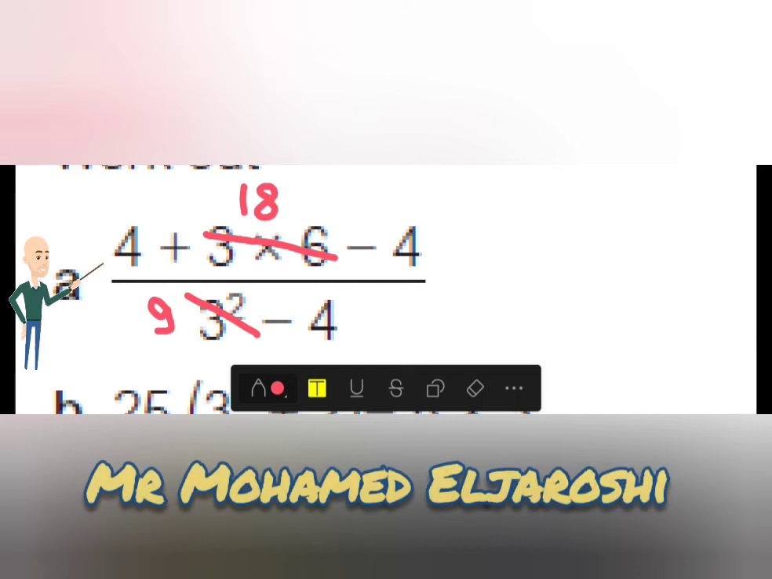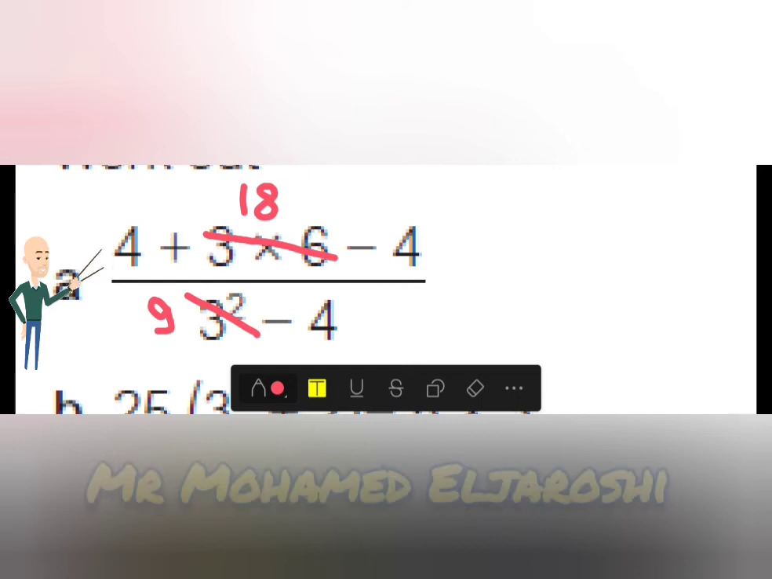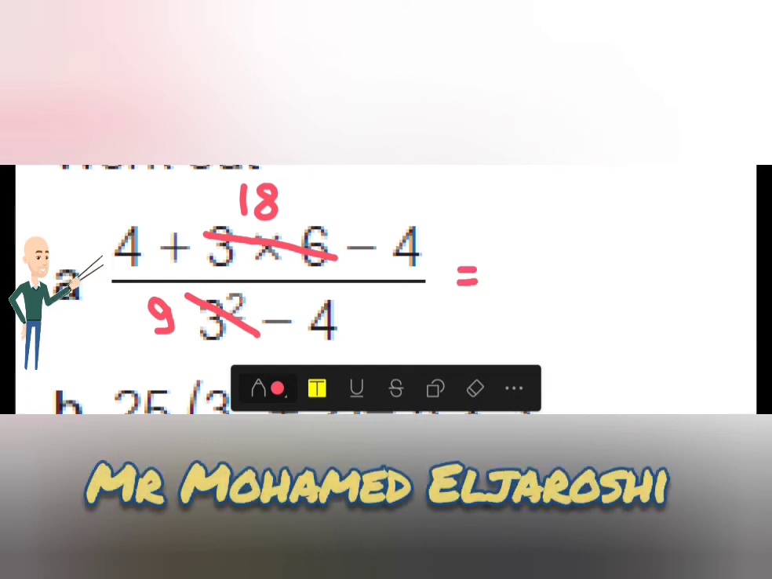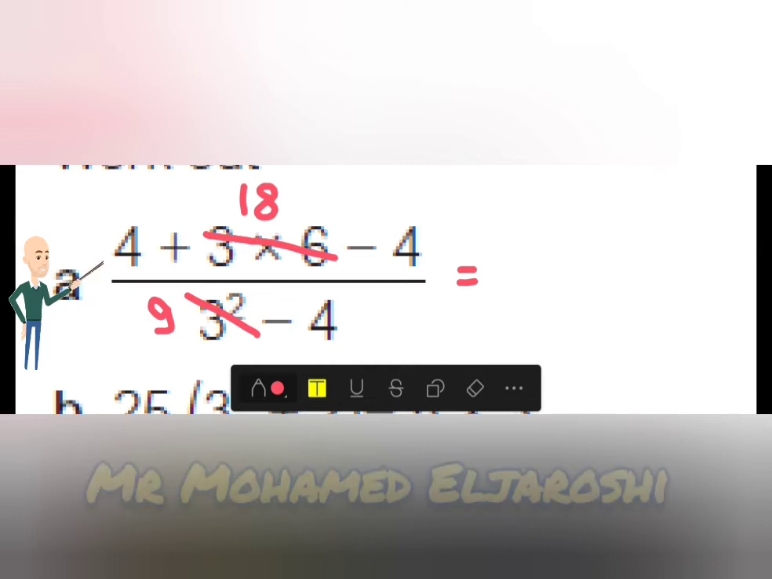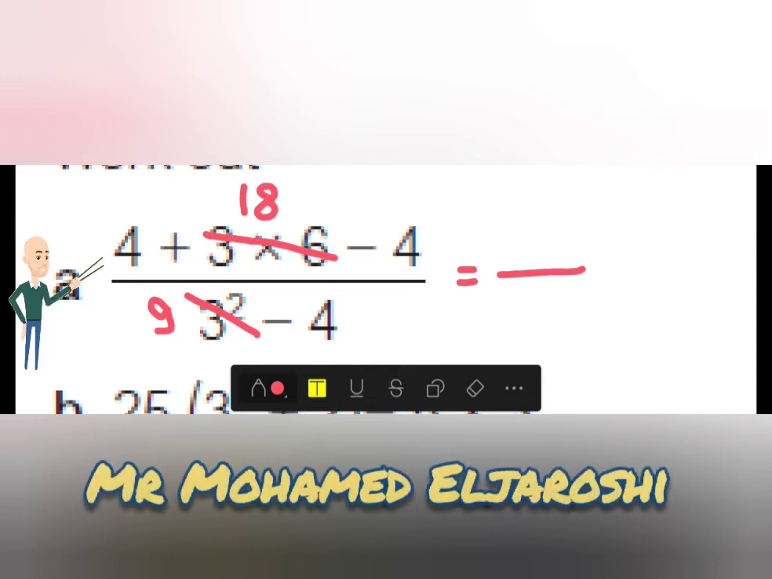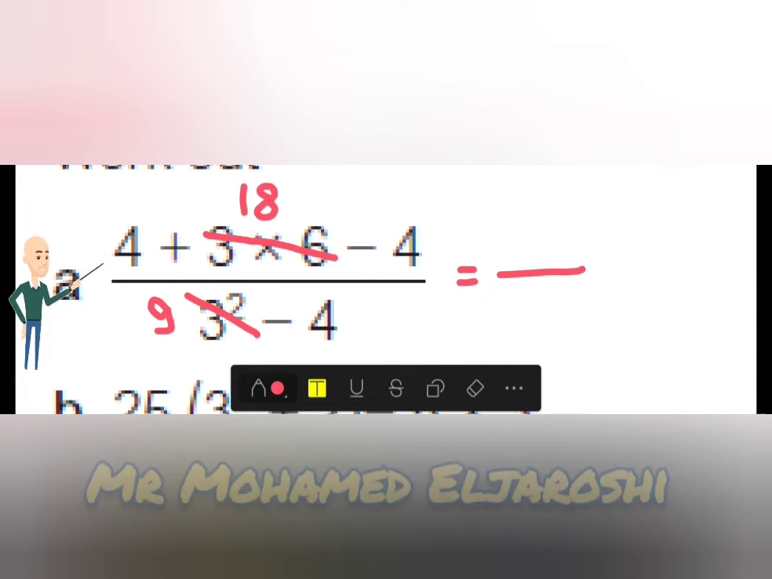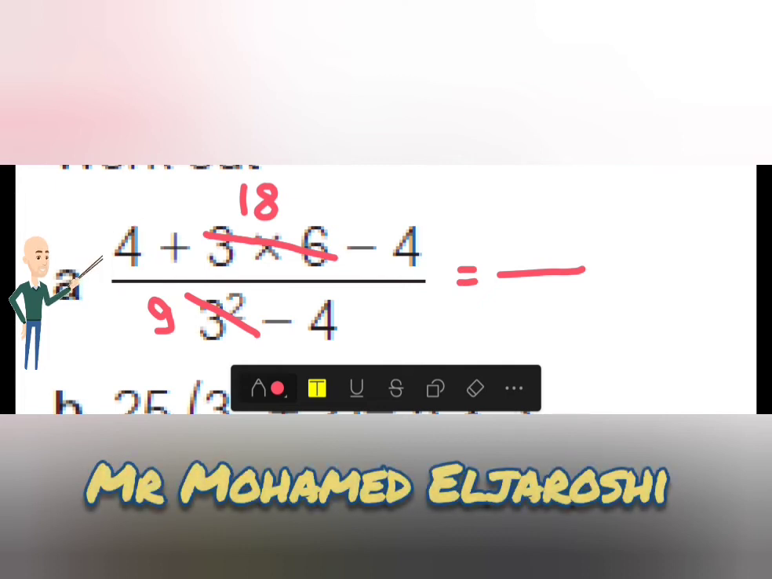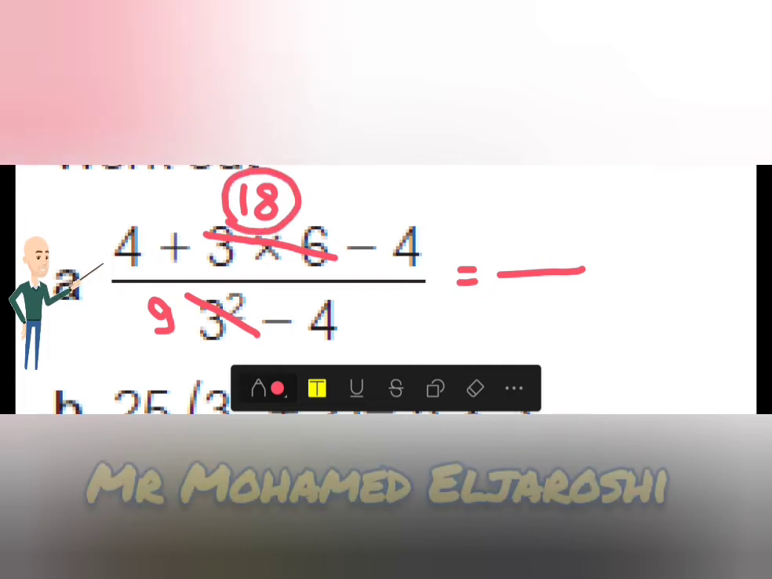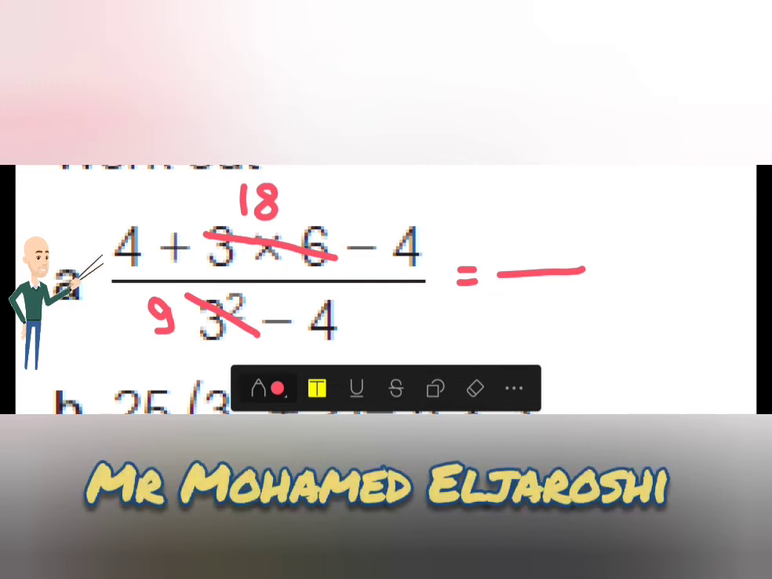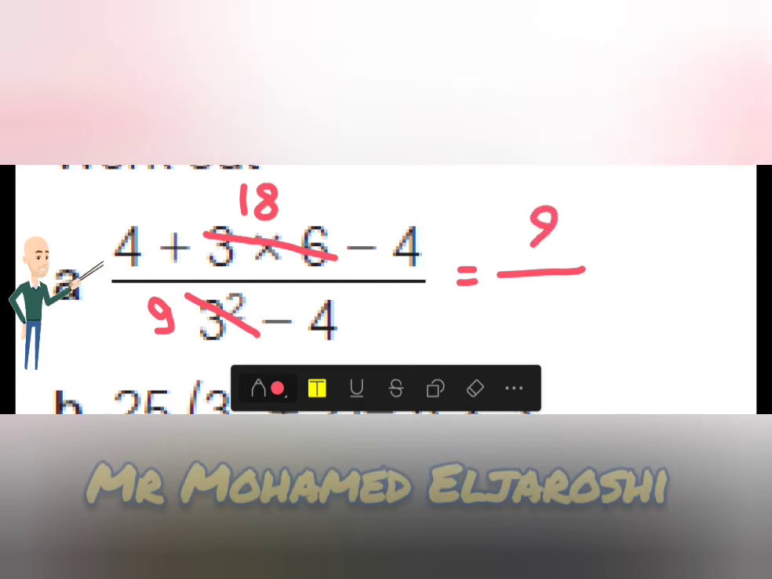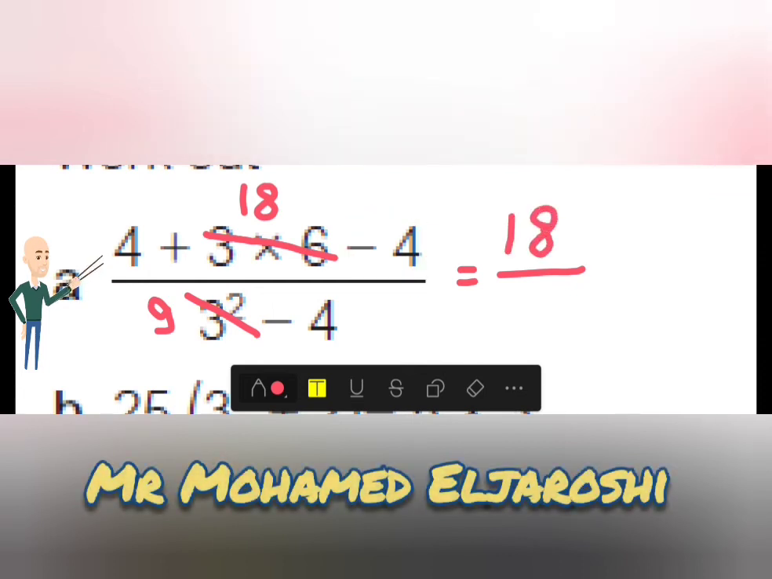So I will finish what's on top and write it here. And then I'll finish the one on bottom and write it here, okay? Now, the one on top, I have 4 plus 18 equals what? Very good. It's 22. And then minus 4 equals what? Good job. It's 18 again. Now, the one in the denominator is 9 minus 4 equals, very good, 5.